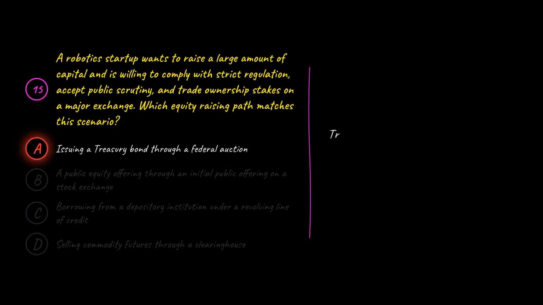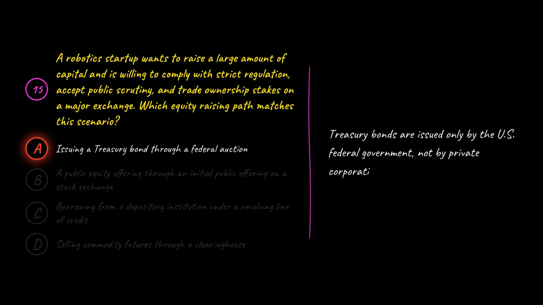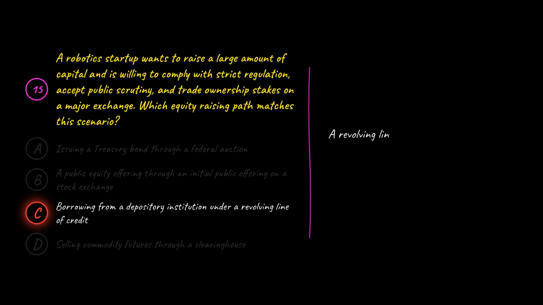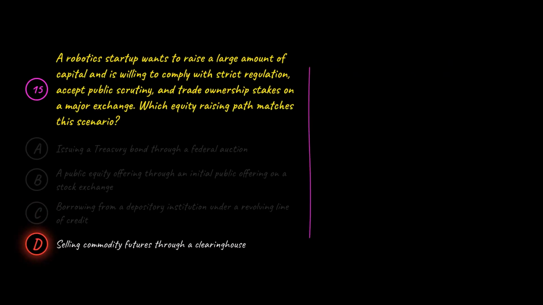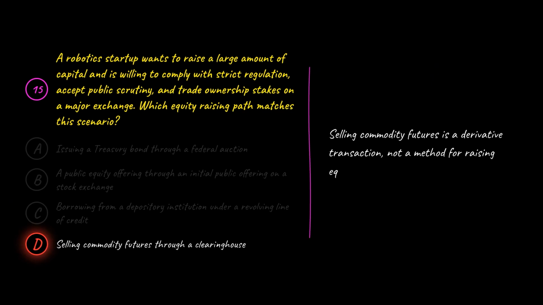A is wrong because treasury bonds are issued only by the US federal government, not by private corporations seeking equity capital. C is wrong because a revolving line of credit is short-term debt from a bank, not an equity raise that involves selling ownership stakes. D is wrong because selling commodity futures is a derivative transaction, not a method for raising equity capital for a robotics company.